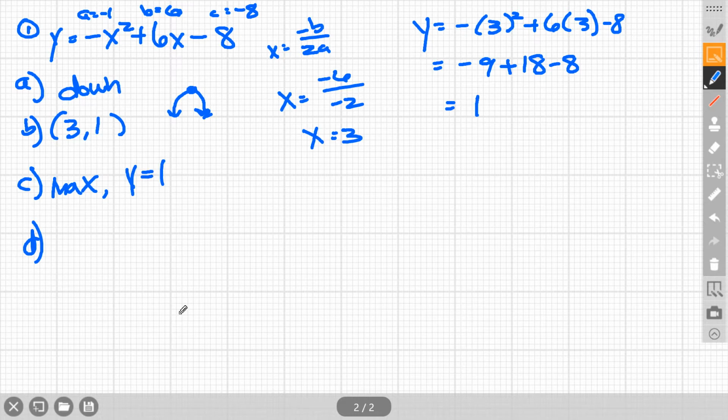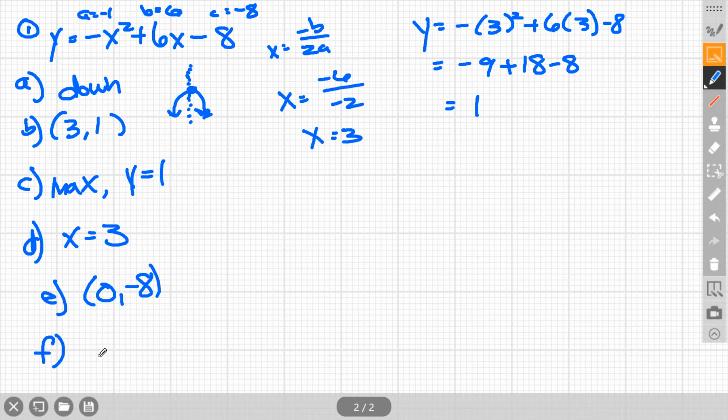D is give the equation for the axis of symmetry. Well, the axis of symmetry is just the x coordinate, so it's a straight line, x equals 3, right here. E, state the coordinates of the y-intercept. In standard form, the y-intercept is the c value. So the c value is -8, and the y-intercept is (0, -8). F, give the domain. The domain of any quadratic is all real numbers, -infinity to infinity.